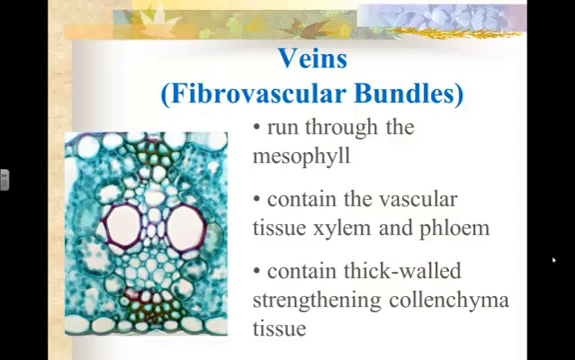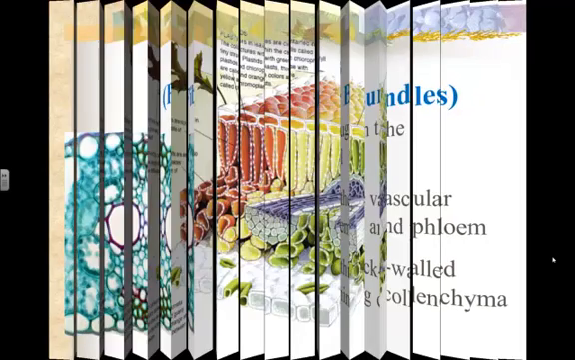Veins, you need to know, are actually fibrovascular bundles, but they're commonly referred to as a vein in the leaf. And so they're running through the mesophyll, and of course, we've already learned this, they contain the vascular tissues, xylem and phloem, and they're surrounded by supporting tissues, as you can see, that thing that to me looks like a monkey face. So they contain thick-walled, strengthening collenchyma tissues. You don't need to know that last statement, but that is what surrounds them and holds them together.